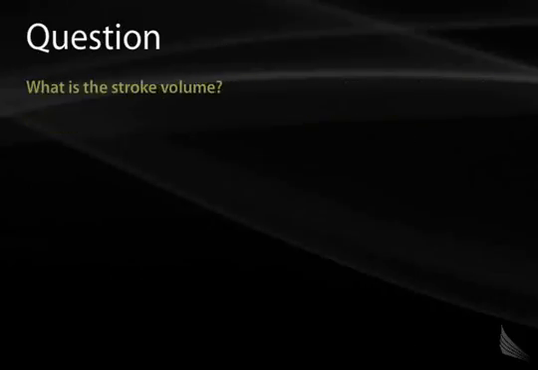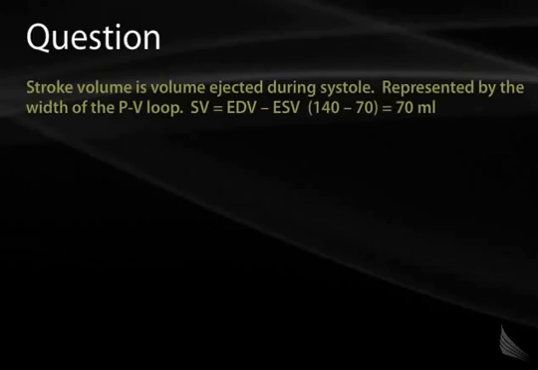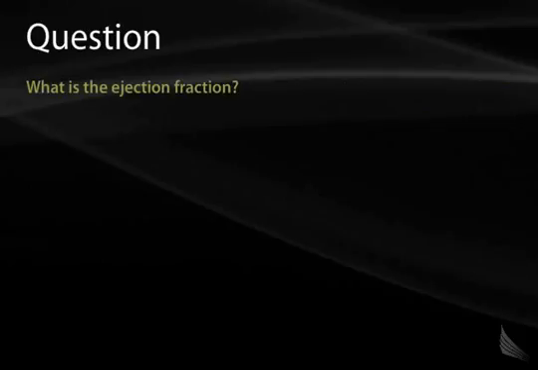Number 2, what is the stroke volume? Stroke volume is simply the end diastolic volume minus the end systolic volume. In this case, it's approximately 70: 140 minus 70. What is the ejection fraction? In this case, you take the stroke volume divided by the end diastolic volume, which is 70 over 140, which is 50%.